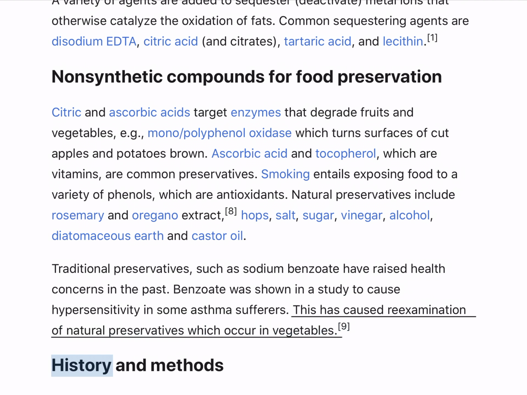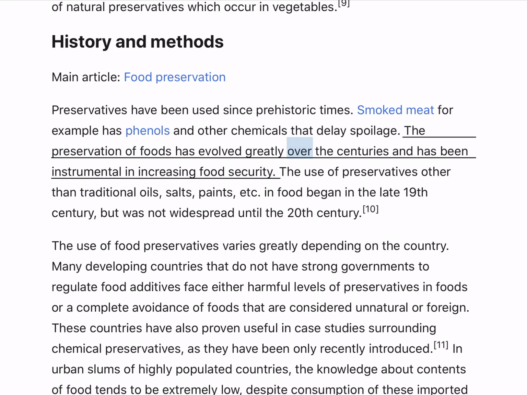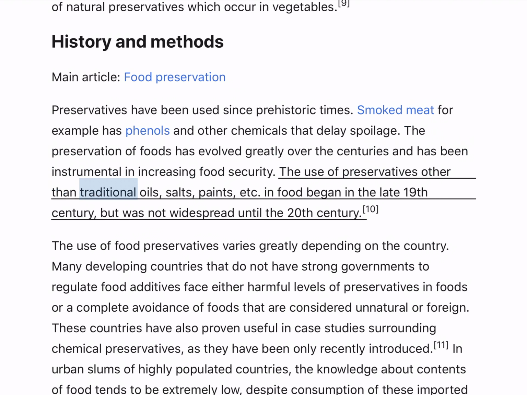History and methods. Main article: food preservation. Preservatives have been used since prehistoric times. Smoked meat, for example, has phenols and other chemicals that delay spoilage. The preservation of foods has evolved greatly over the centuries and has been instrumental in increasing food security. The use of preservatives other than traditional oils, salts, paints, etc. in food began in the late 19th century, but was not widespread until the 20th century.